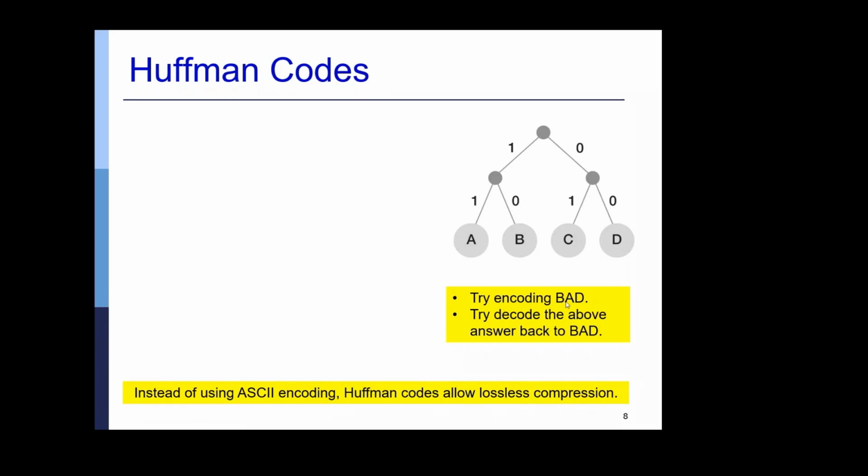Let's have the word bad, B-A-D. So for the word bad, what is the code? Now this is how we go about it. The letter B, we can replace it with, start reading from the root, 1, 0. So we put 1, 0 for letter B. How about letter A? What is the code for letter A? 1, 1. Correct.